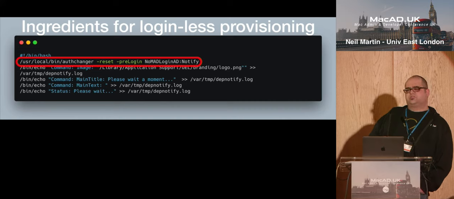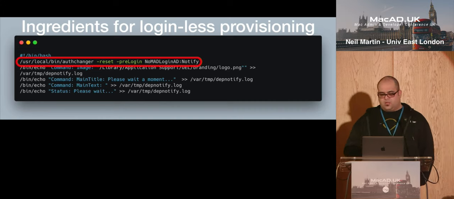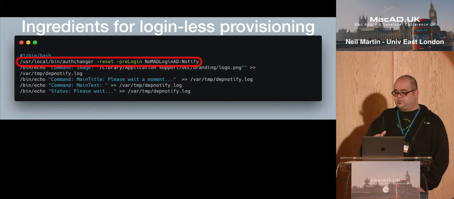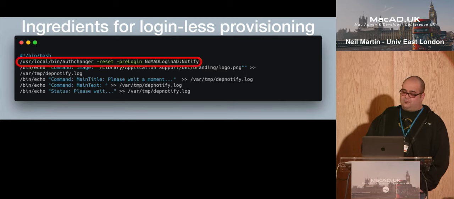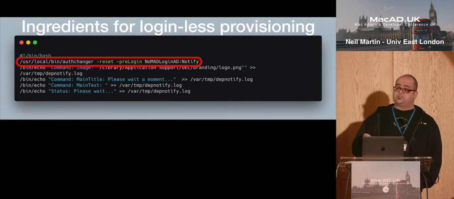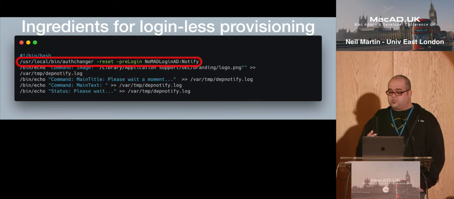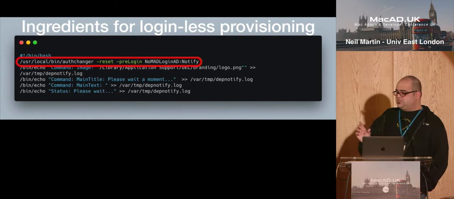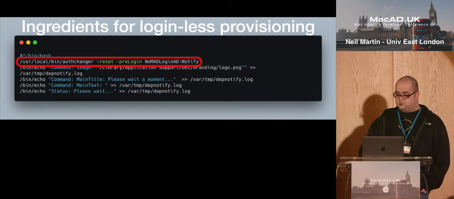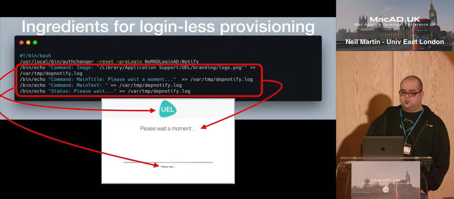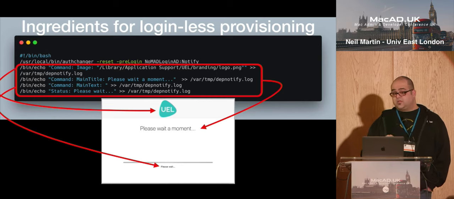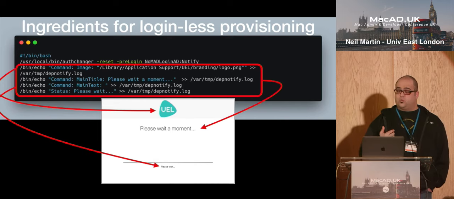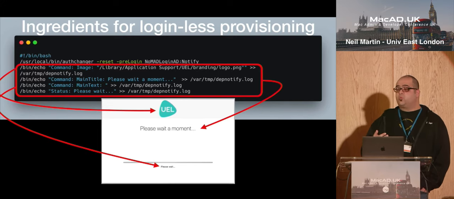So we run this thing. The very first command is something called auth changer. Has anyone seen that? A few of you have seen that. Auth changer is a really fantastic tool. It comes with Nomad login. It's included. I think a chap called Johan has written most of it, so massive thanks to him. He's on the Slack as well. I want to say thank you. Auth changer makes changes to the authorization database in a nice, safe, clean way. So we use Auth Changer to swap out Apple's login window for just the Notify mech of Nomad login in the post install script. And then, if you've used DEP Notify, this may look familiar. We echo commands we need to a text file to make the Notify mech show our logo, along with the title and the status text that I'm asking the provisioner to wait. And this is exactly the same as DEP Notify.